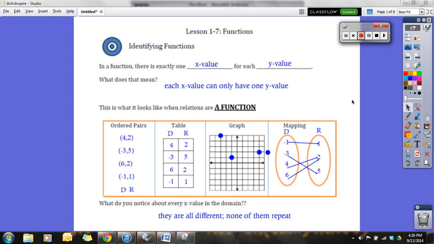Okay, just a reminder, what is a function? It means that we have one x value paired with one y value. These are examples of functions right here, 4 different ways that we can write the same thing. And the key thing that you're looking for is that none of the x values repeat in order for it to be a function.